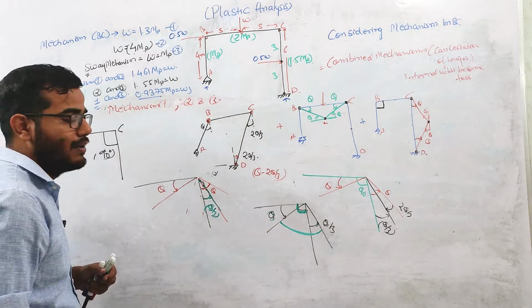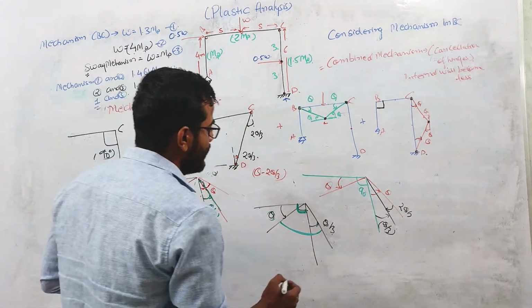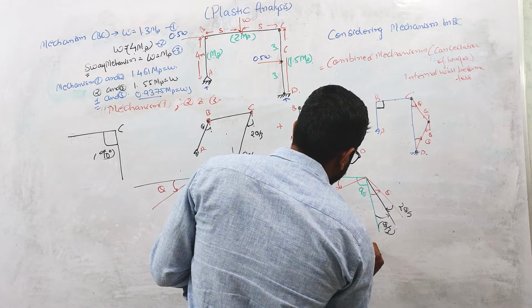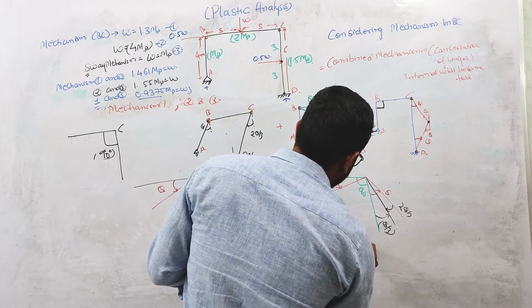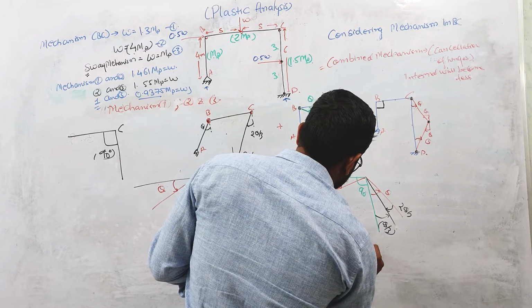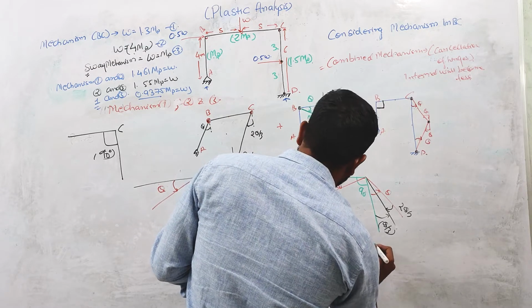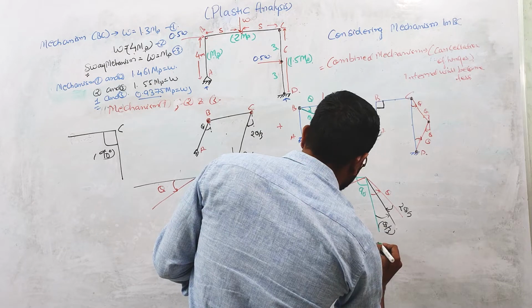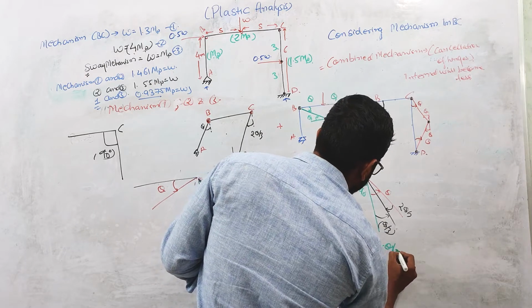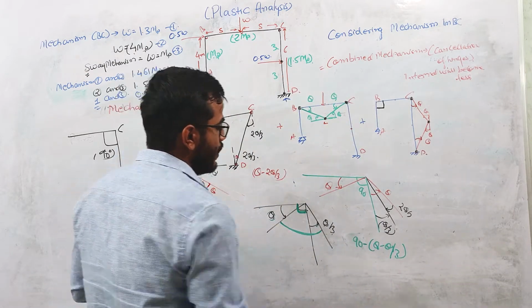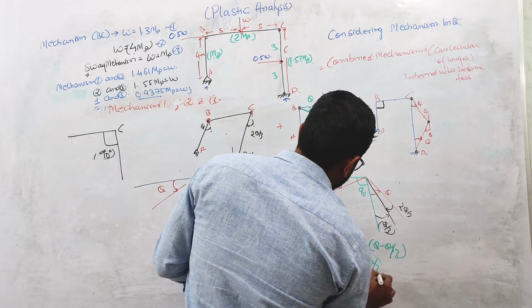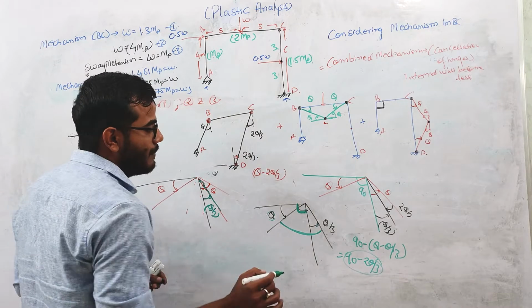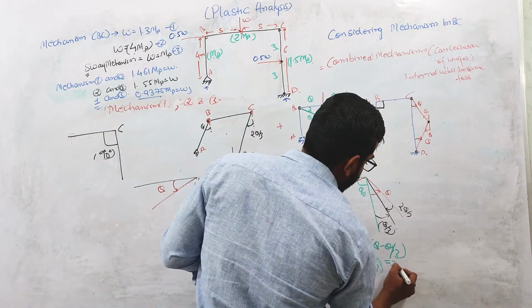And what is this angle? What will be this angle? This angle will be 90 minus theta by 3. Okay, so it will be equal to 90 minus 2 theta by 3. So here the net rotation between the members is basically 2 theta by 3.